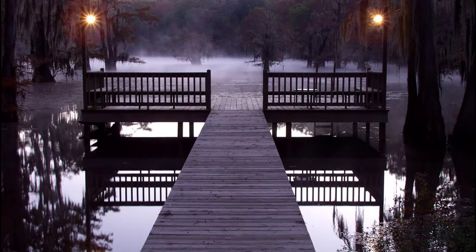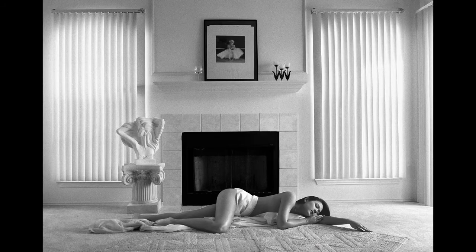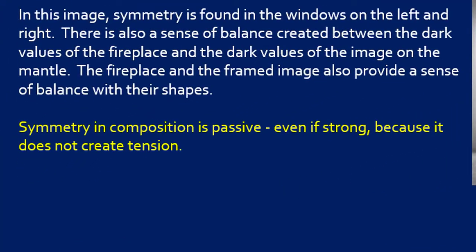It uses strong symmetrical balance as the elements on the left and right are practically mirror images of each other. Even the illuminated light fixtures add to the symmetrical balance of this image. In this image, symmetry is found in the windows on the left and the right. There's also a sense of balance created between the dark values of the fireplace and the dark values of the image on the mantel. The fireplace and the framed image also provide a sense of balance with their shapes. It's important to remember that symmetry in composition is passive, even if strong, because it does not create tension.